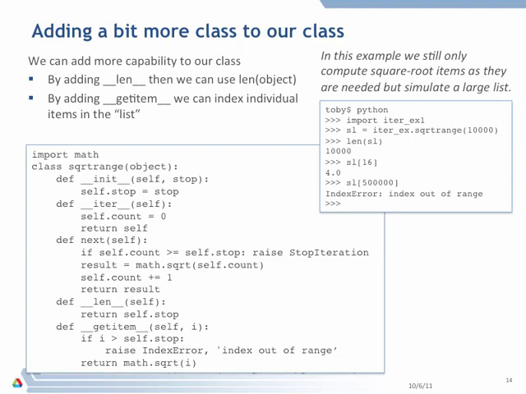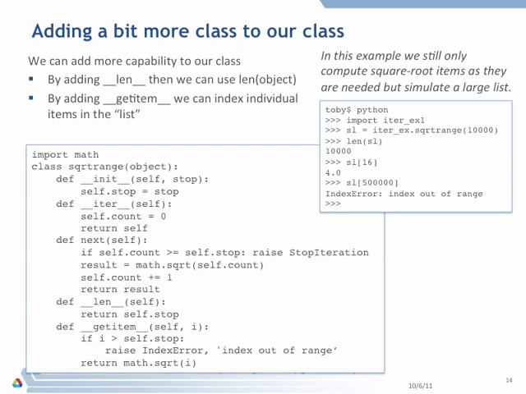So if we want to make our class look more and more like a regular Python object, there's some more stuff we might want to put in. If we define this __len__ function, like right here, then we can ask for the length of the object. If we add __getitem__ to our class, then we can actually index values.